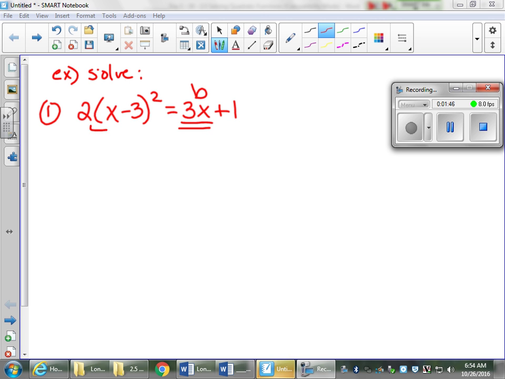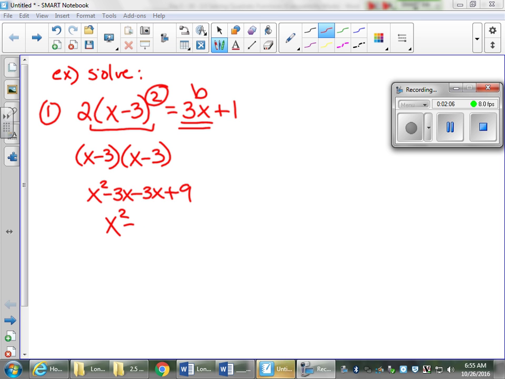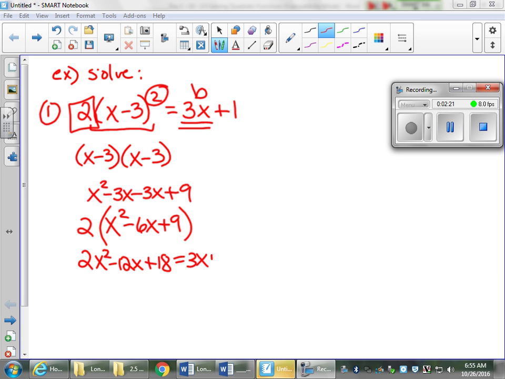Starting off, we're going to go ahead and distribute out the (x minus 3) times another (x minus 3) to get it into standard form. Can't distribute this square because of the subtraction symbol in that quantity. So I'm going to get x squared minus 3x minus another 3x plus 9. Combine like terms. Put it back in parentheses because I still have to distribute this 2. Once I distribute the 2, I'm going to get 2x squared minus 12x plus 18. And this is still equal to the 3x plus 1.